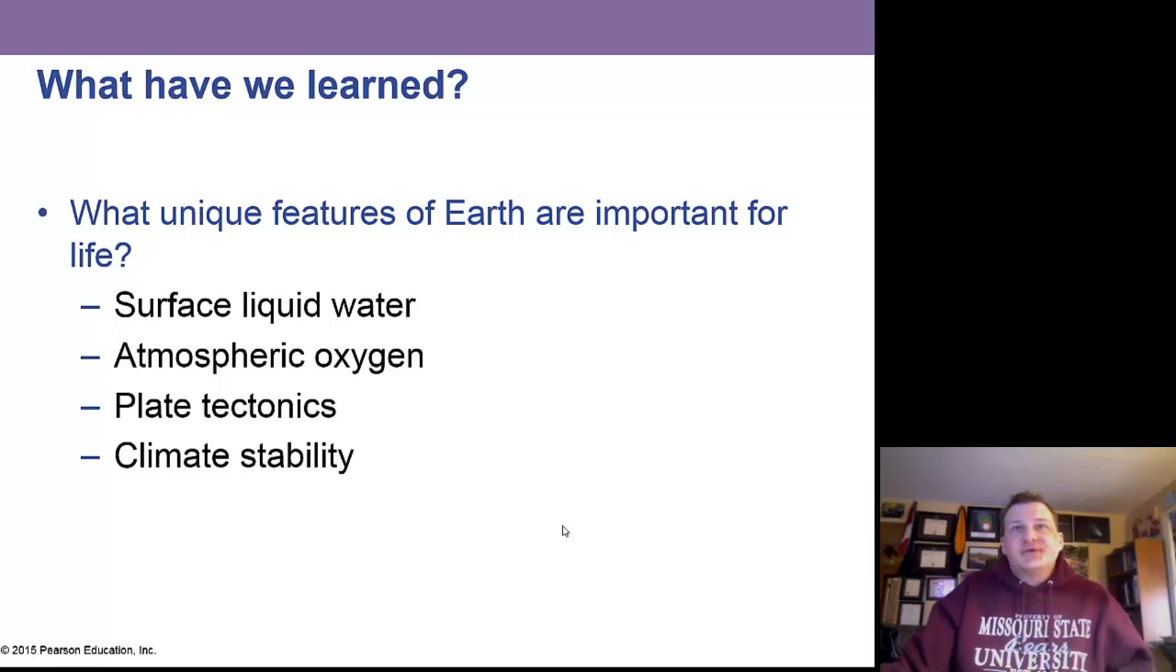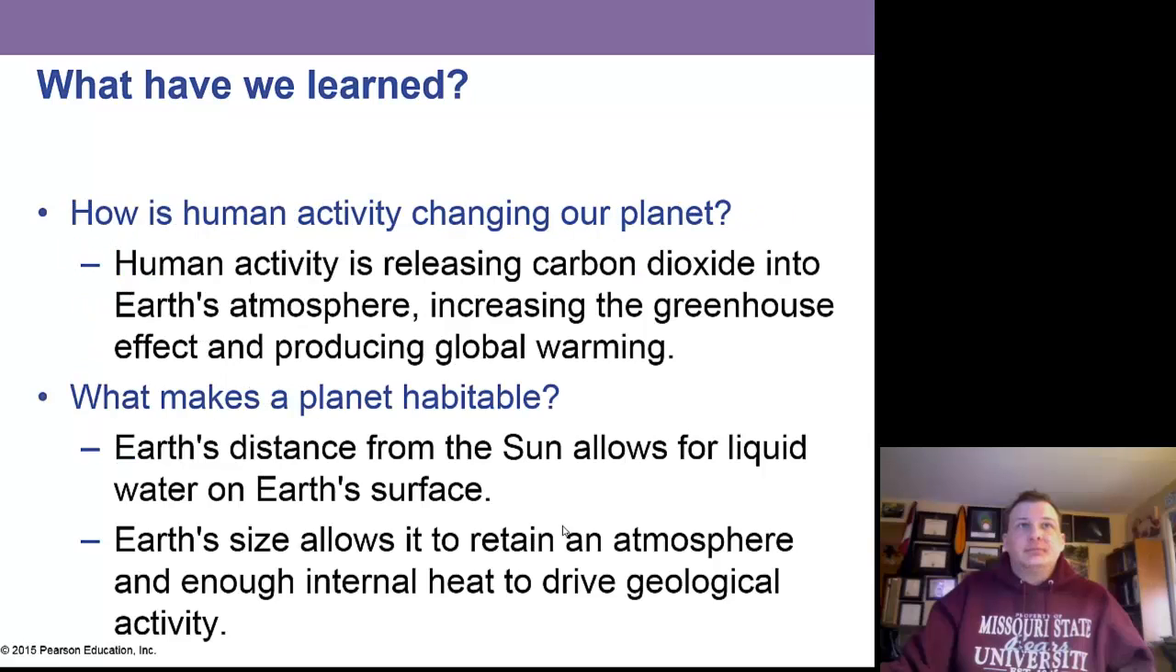So we know that unique features on Earth are important for life: surface water, atmospheric oxygen, plate tectonics, and climate stability. Human activity is releasing carbon dioxide into Earth's atmosphere, increasing the greenhouse effect and producing global warming.